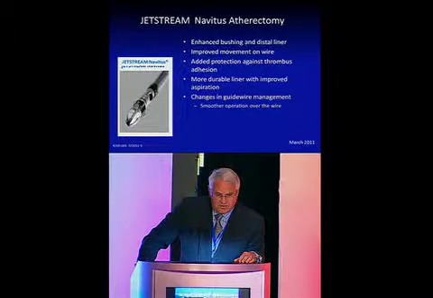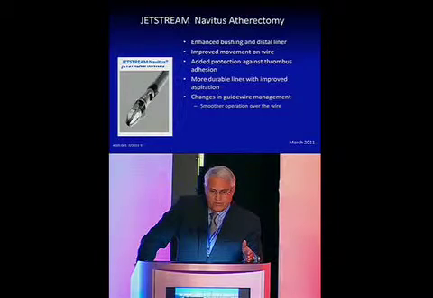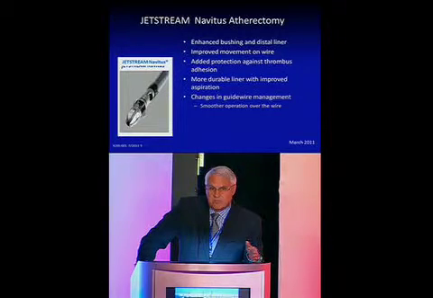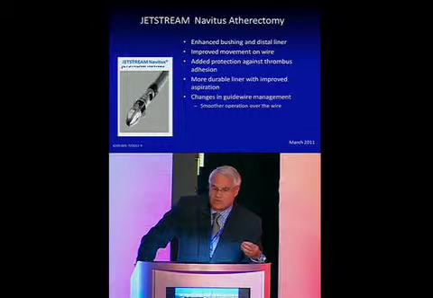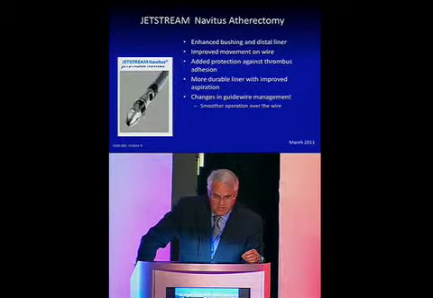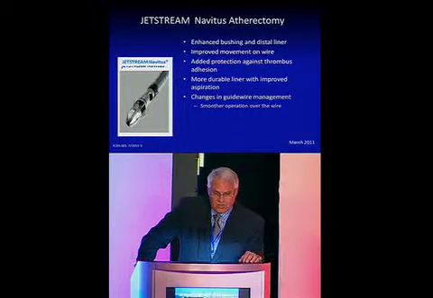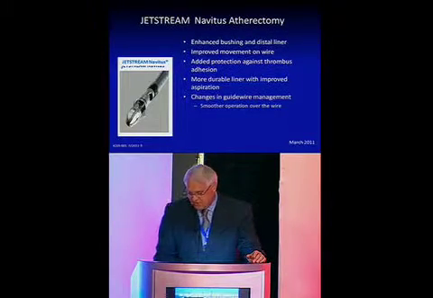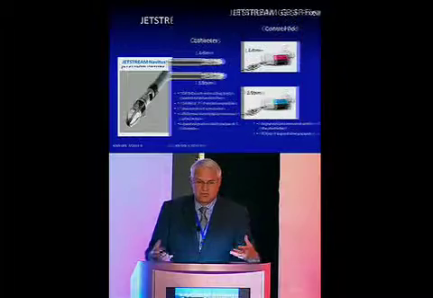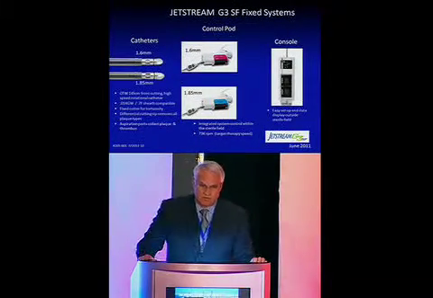The Navitus device further improved the bushing and distal liner and improved the performance of the catheter on a wire so that there was less binding, a smooth movement, and added protection against thrombus and adhesion as you're using the device. And there were some additional changes in guide wire management, all of which translated to improvements in how the device was used and how the operator interfaced with the device.